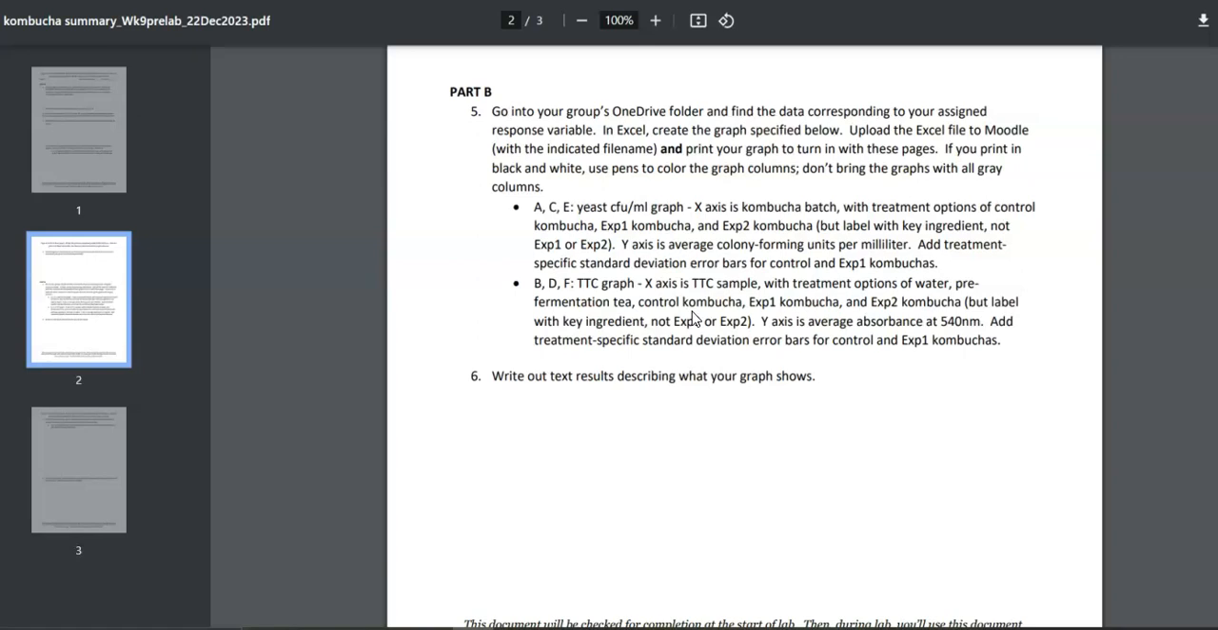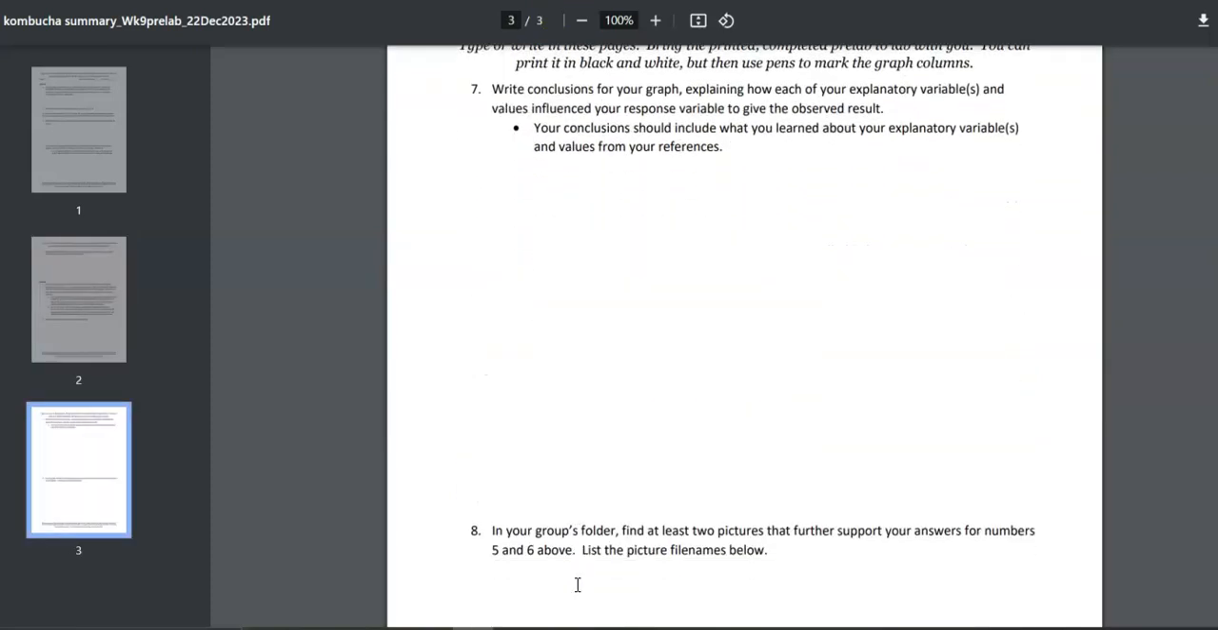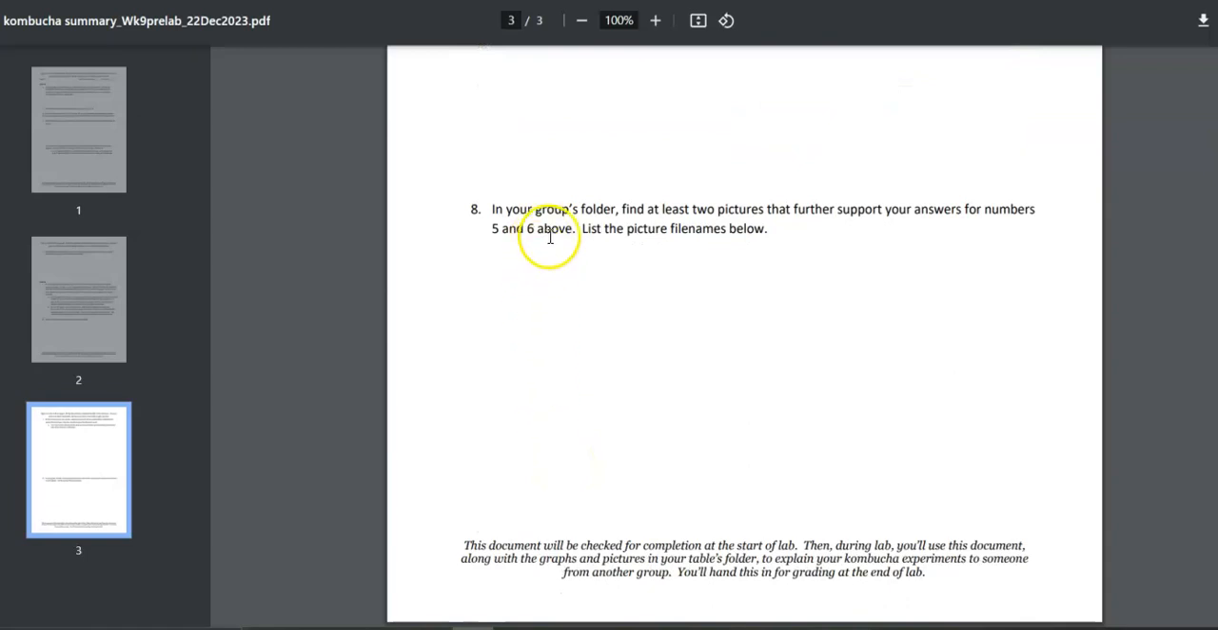So you're not going to paste it in here, but you are going to bring it with you and turn it in. So you'll print out your graph, color it in if it's in black and white so people can tell what's happening. And then you're going to write out text results describing what your graph shows, and then you're going to write conclusions, and then you're going to find some pictures that go with your results and conclusions.